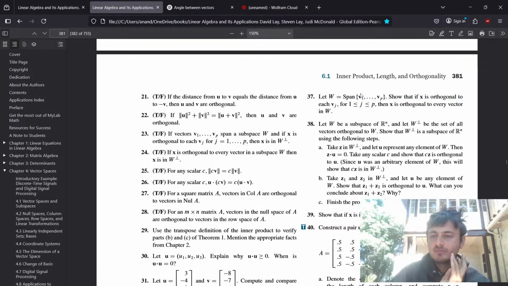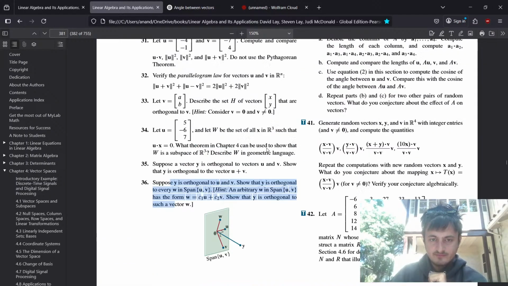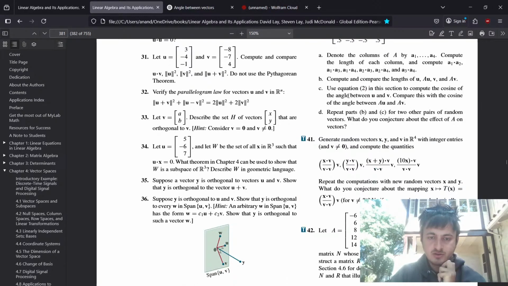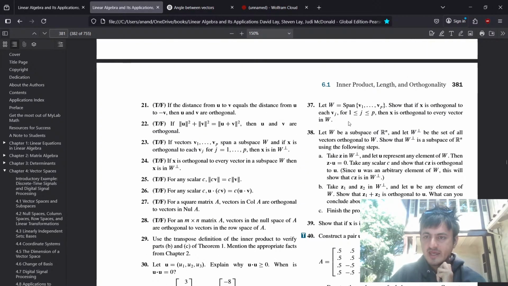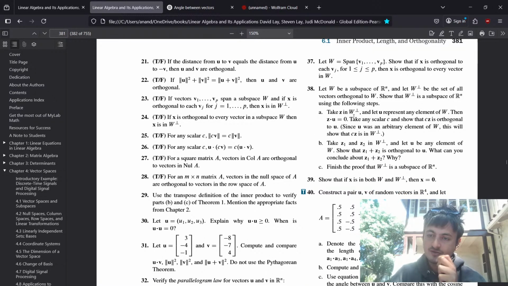Let w equal the span of p vectors. Show that x is orthogonal to each. Then x is orthogonal to every vector in w. Yeah, it's the extension of this to an arbitrary number of vectors. It's still obvious though. You just take out the scalars, and then once you have the dot products you know they are zero, because x is orthogonal to each element of your basis, so those dot products go to zero. And then you get a sum of zeros.